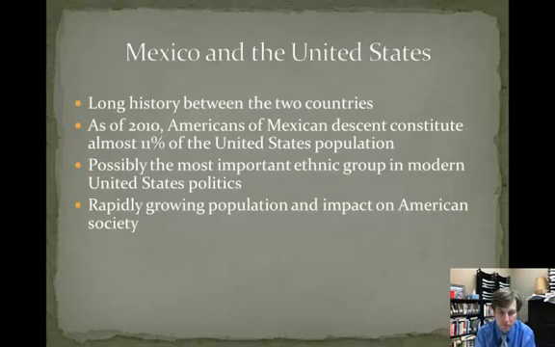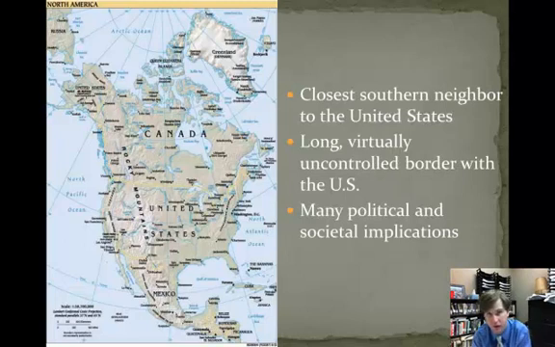Now, the last part of civil rights legislation I want to talk about is Mexico. There's a very long history between Mexico and the United States. As of 2010, Americans of Mexican descent constituted about 11% of the United States population, and they are possibly the most important ethnic group in modern United States politics. So this rapidly growing population is going to have an impact on American society.